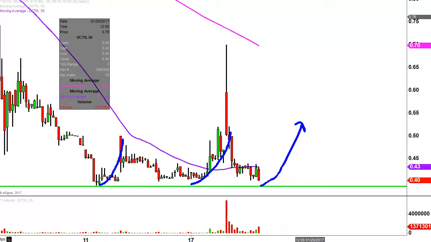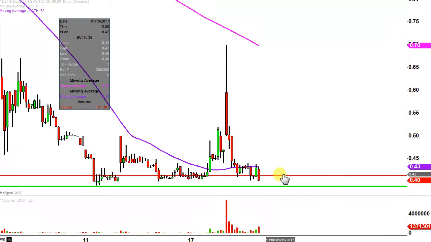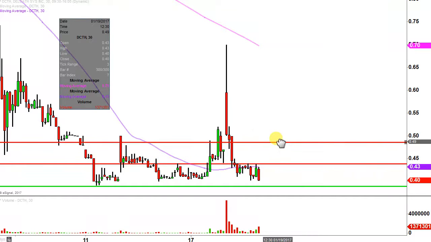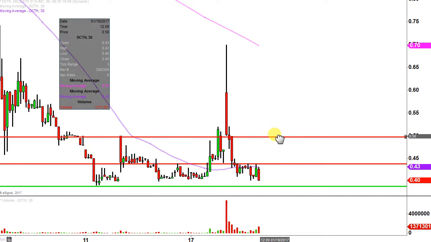In regards to levels of resistance, let's map out a couple potential levels here real quick. First area of resistance is going to be at the top of this range that formed today, and that sits there at 44 cents. And then after 44 cents, the next key level of resistance sits at 50 cents. So keep an eye on those couple levels right there.